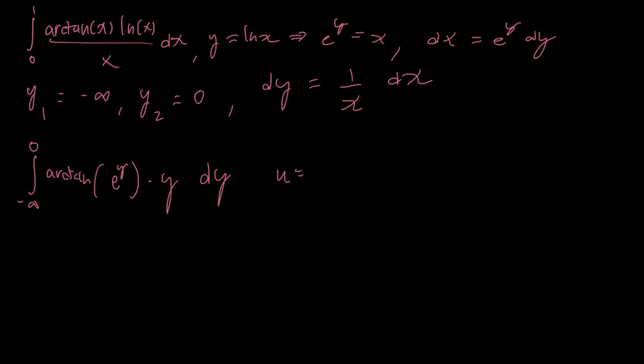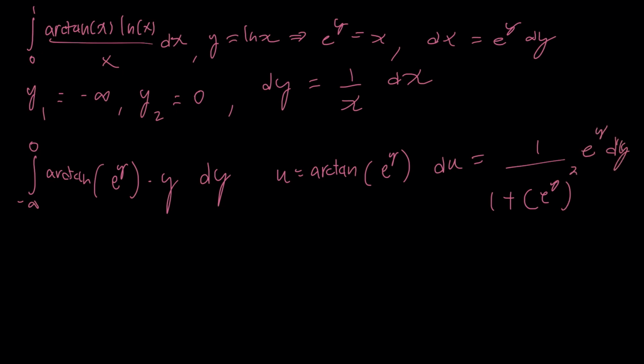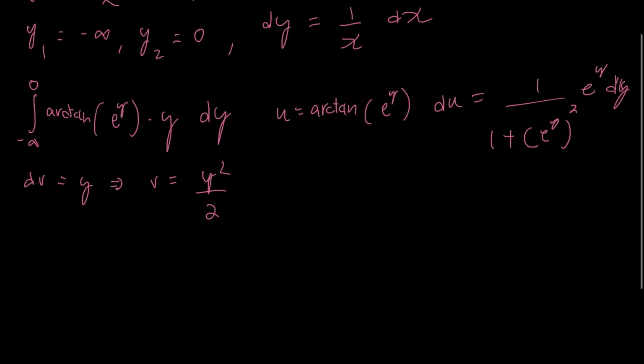So we're going to let u equal the arctangent of e to the y, but that means that du is equal to 1 over 1 plus e to the y quantity squared times e to the y dy, and dv is going to equal y, so that means that v is y squared over 2.